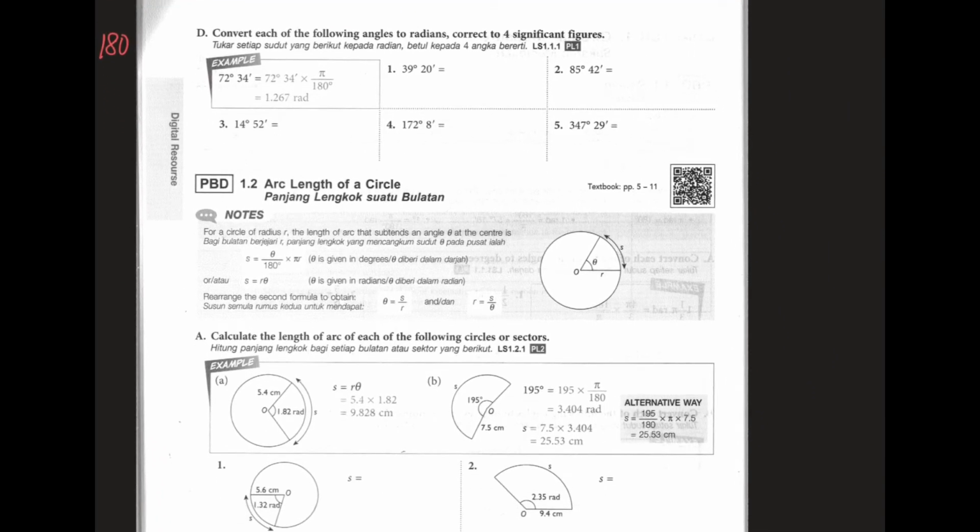Now we look at the next subtopic here. If you are wondering why we want to change degree to radian, the main reason is because we want to use this formula, S equal to r theta. This is a formula to find arc length easily. To find arc length, which is this one, you use S equal to r theta. Theta is given in radians.